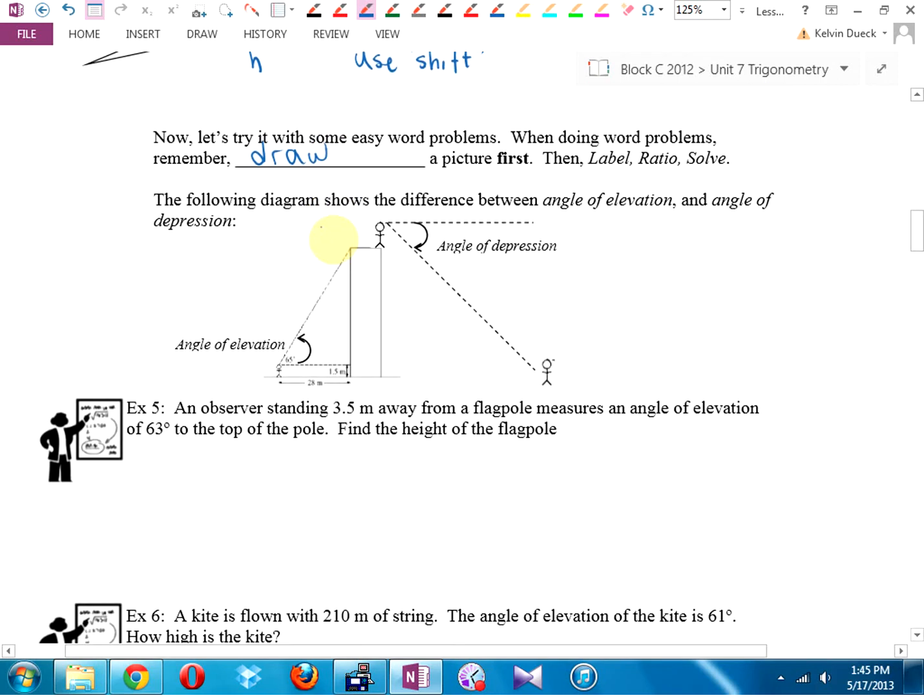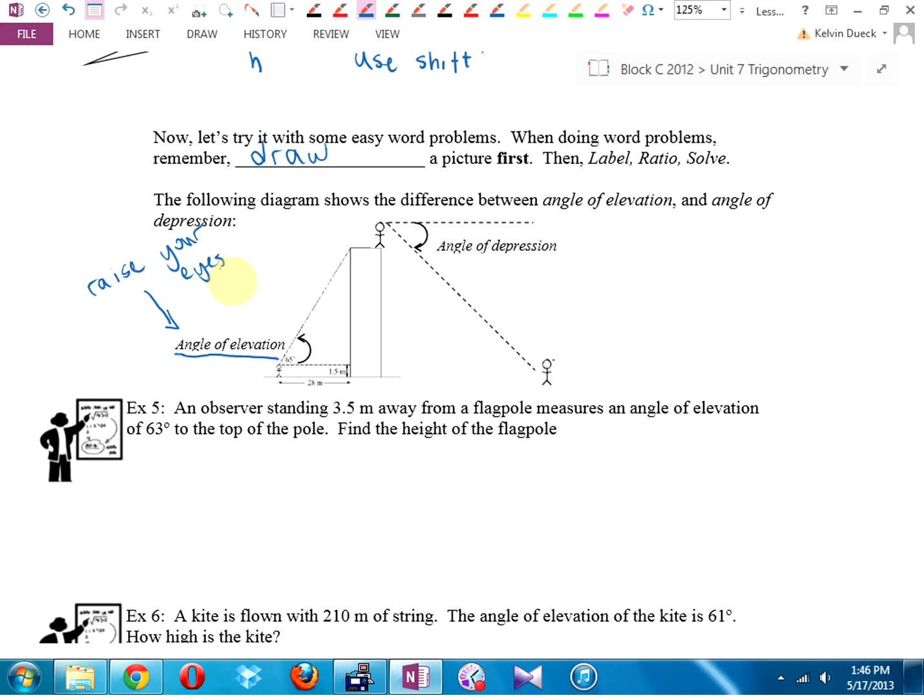One of the terms that they're going to use is angle of elevation. An angle of elevation is you raise your eyes. If they give you an angle of elevation, you imagine standing at that location and raising your eyes through the angle of elevation. It's this one. And then there's another term.